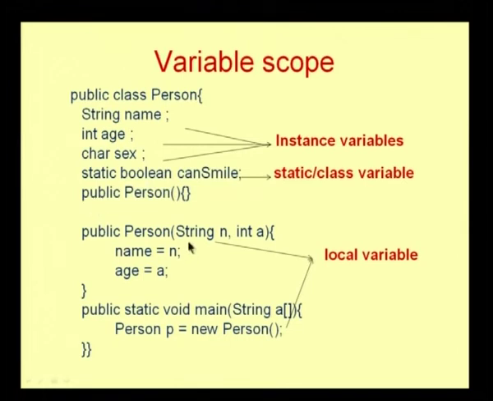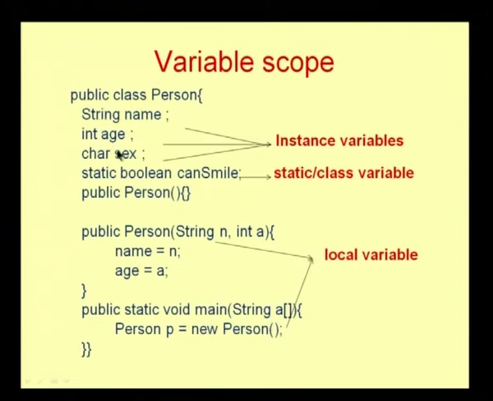So, here you can see that these are local variables. So, your n is a local variable. Here the person p is a local variable. So, this is a local variable to the main method. Here this is a local variable n, whereas these are instance variables and this is the static variable. So, these are various variable scopes.